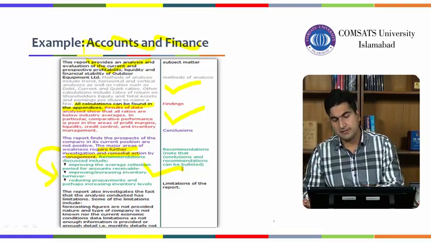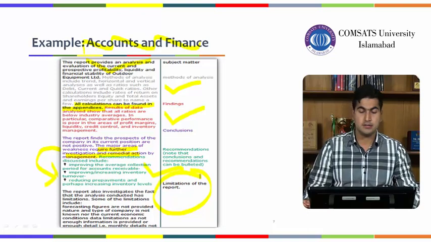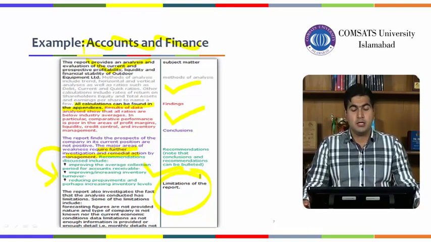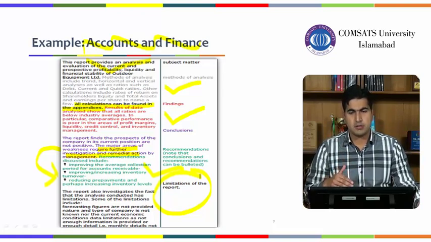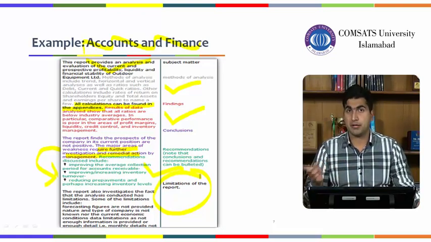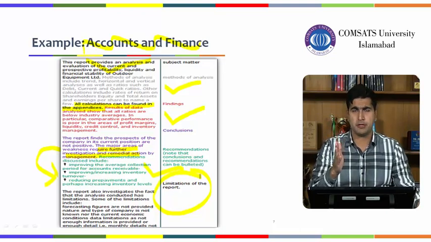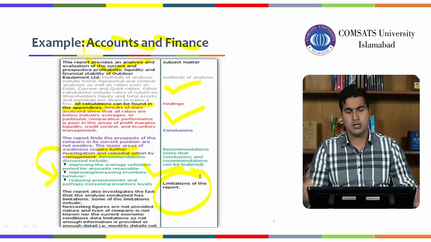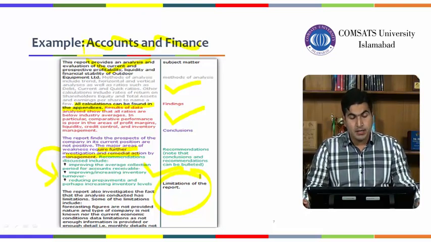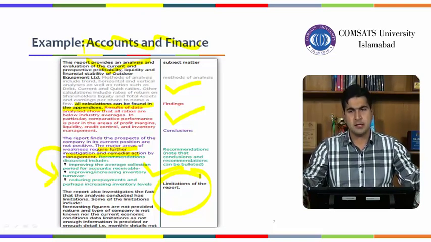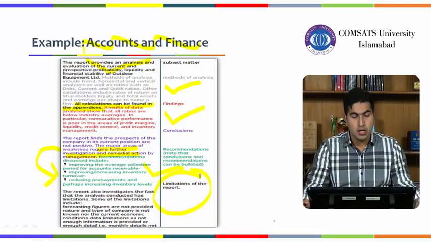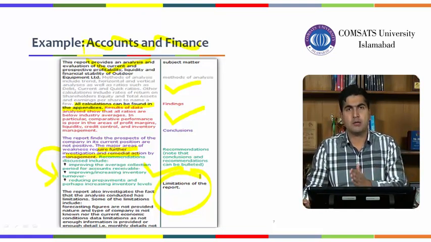And at the end, this is also very much important, the limitations of the report. I'll talk about one point with respect to these limitations, and we're going to talk some more about it when we talk within the introductory section about another heading, and that is the scope. But for the time being, if you look at the text, the report also investigates the fact that the analysis conducted has some limitations, some weaknesses, some restraints, some restrictions. Some of the limitations are, and then you talk about them.